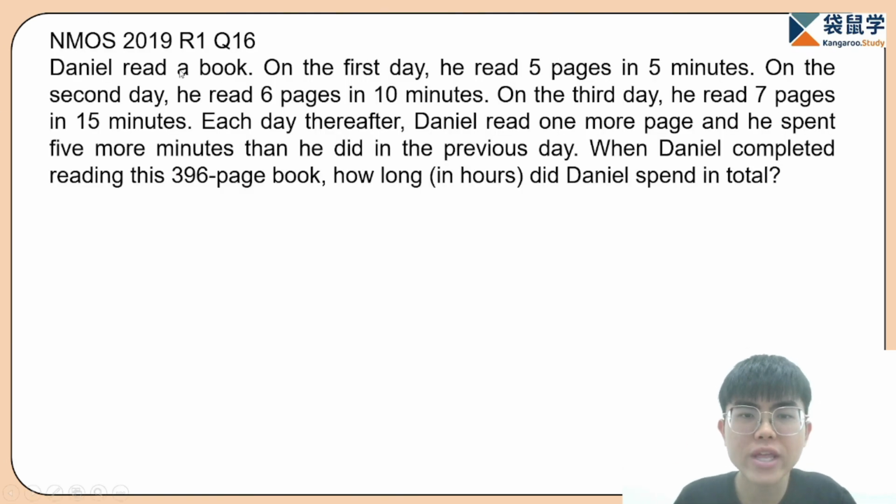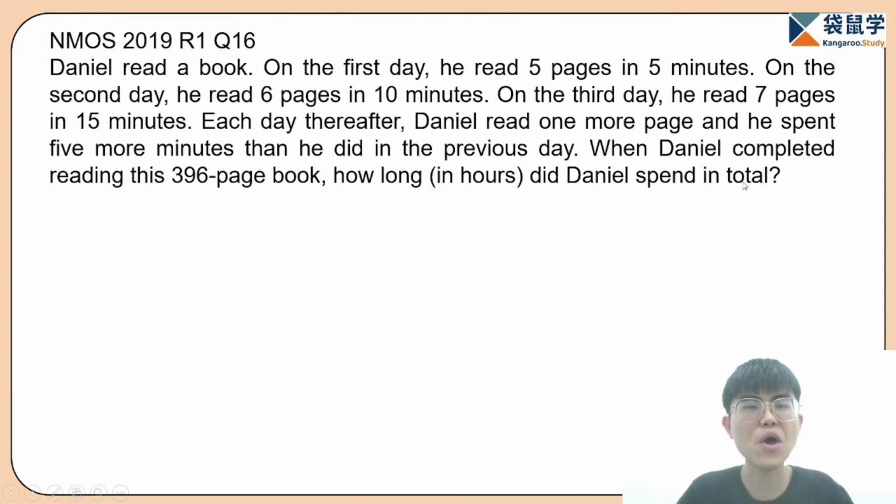So, Daniel read a book. On the first day, he reads 5 pages in 5 minutes. On the second day, he reads 6 pages in 10 minutes. On the third day, he reads 7 pages in 15 minutes. Each day thereafter, Daniel read 1 more page and he spent 5 more minutes than he did in the previous day. When Daniel completed reading this 396-page book, how long in hours did Daniel spend in total?